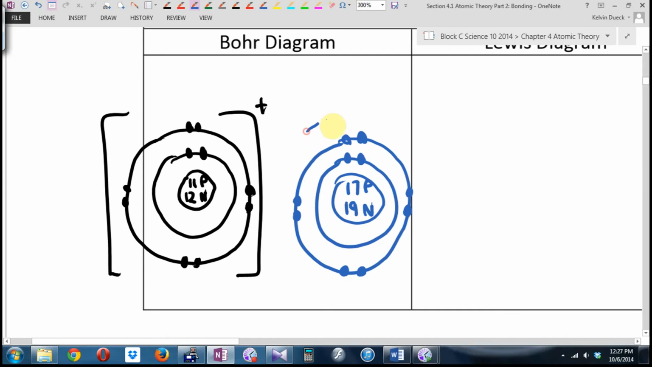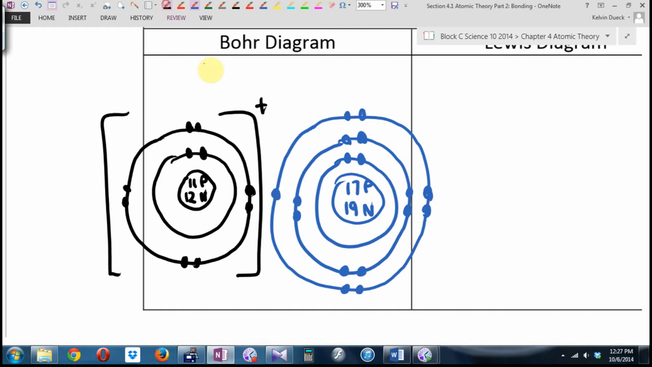Outer shell. Yes, the tongue helps. 1, 2, 3, 4, 5, 6, 7. And just to show you, I'll do the final electron in black. That's the one that it picked up from sodium. You don't have to go multicolor, but I will, Alex, because it's a little clearer.